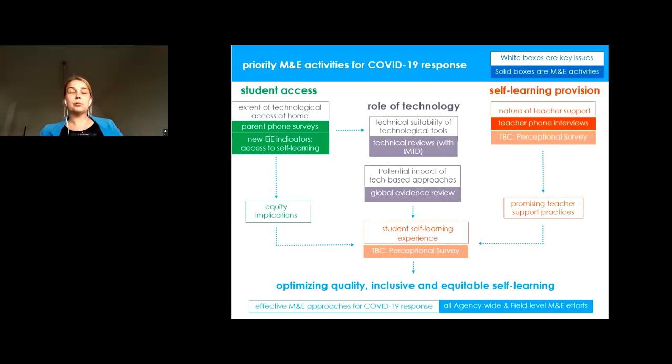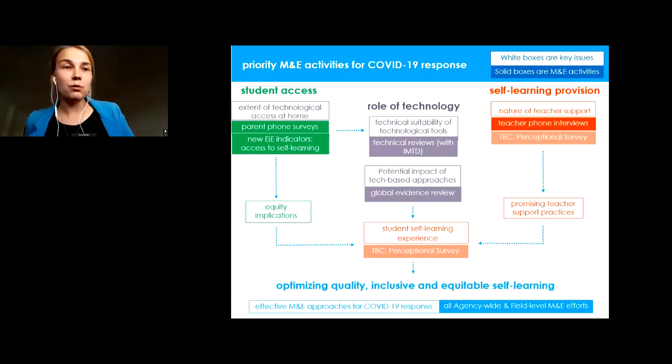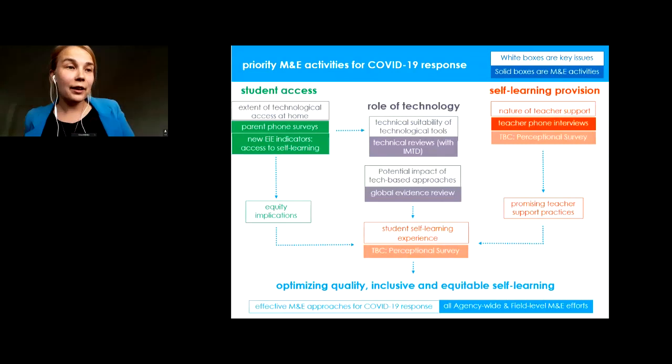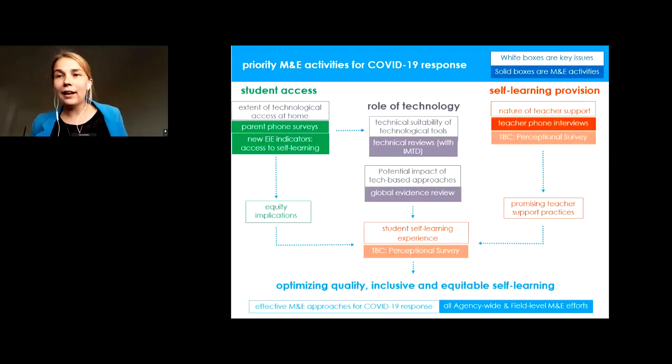We are just now completing a set of parent phone surveys in each field to assess technological access. And our colleague Mohammed will describe this in more detail given his experience in the West Bank. We've also developed a new indicator for our EIE Bank of Indicators. This is for another way of looking at student access using school reported data. So the work on the EIE Bank is continuing, and we're adapting this in the new context.